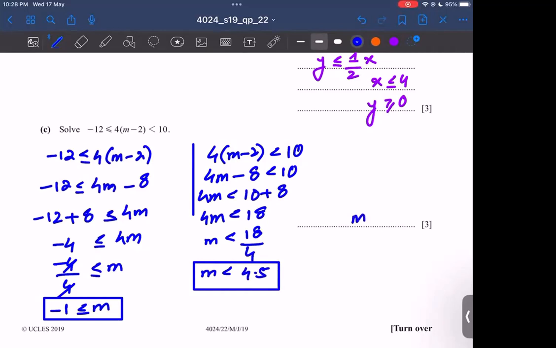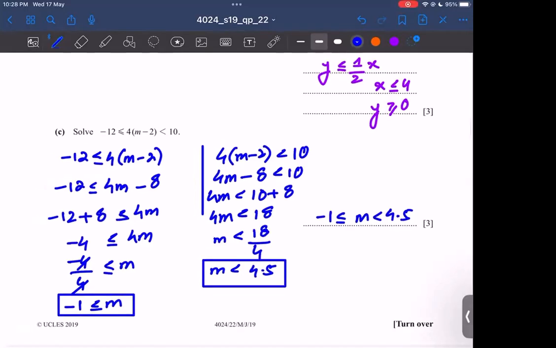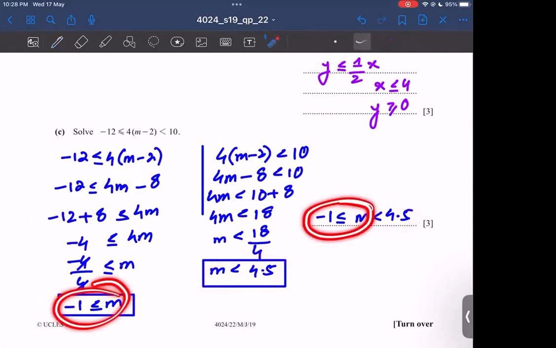So you can write it in a combined form. m is less than 4.5, and m is greater than or equal to minus 1. Right? So this is going to be your answer for this inequality. m is less than 4.5 and m is greater than or equal to minus 1.